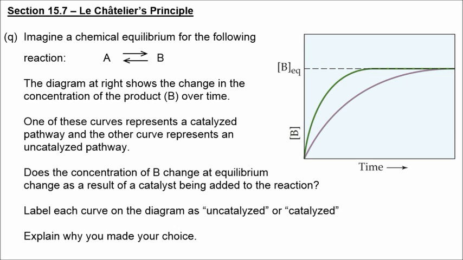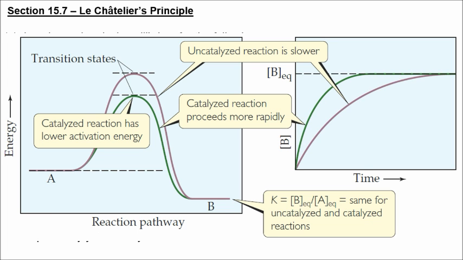Does the concentration of B change at equilibrium as a result of a catalyst being added? No. So that means that we're still reaching the same value, just at a faster rate. So the correct answer here for which one is catalyzed and uncatalyzed is the uncatalyzed reaction is slower. The catalyzed reaction proceeds more rapidly, but you still achieve the same value for the concentration of B. You just get there faster when you have a catalyst.